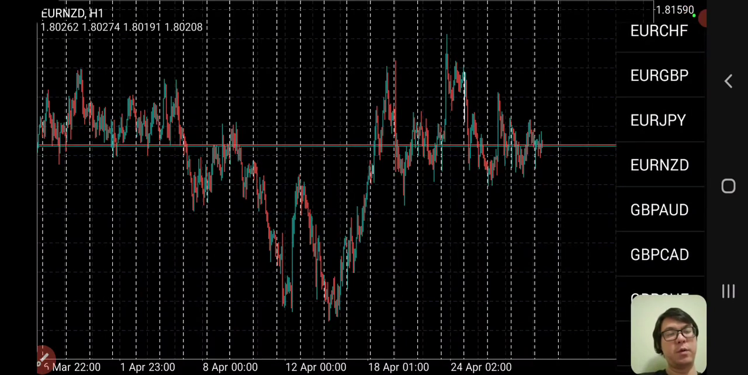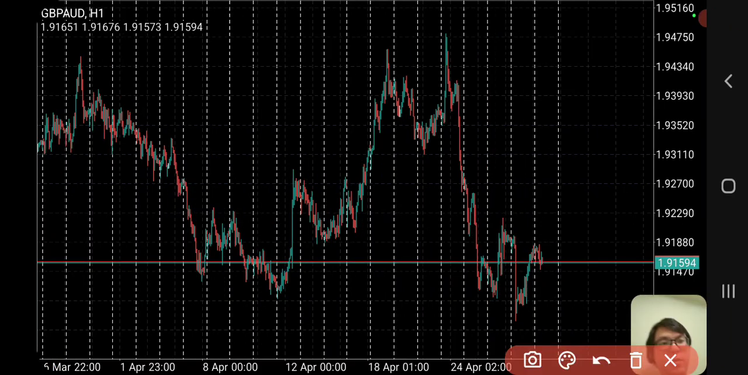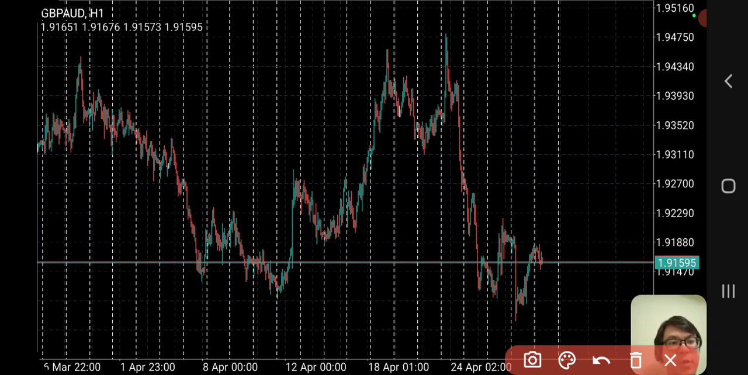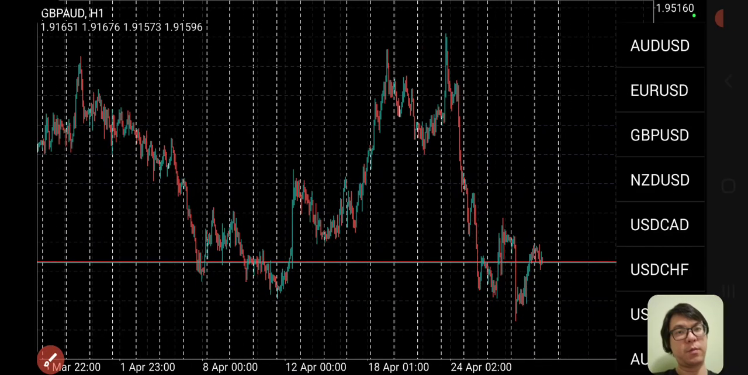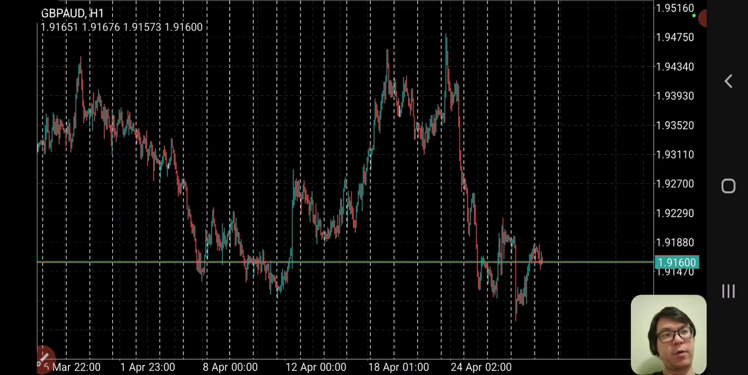Euro pound Australia dollar. Downtrend hold, no break. New low created. So no setup, no trade. Pound cat.